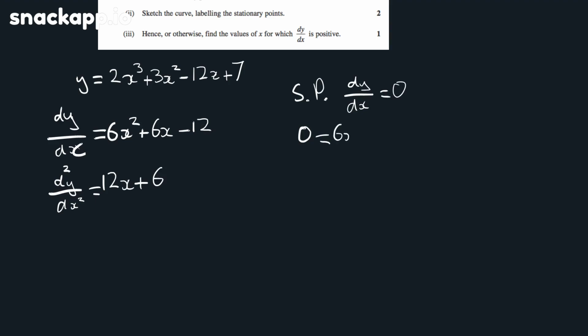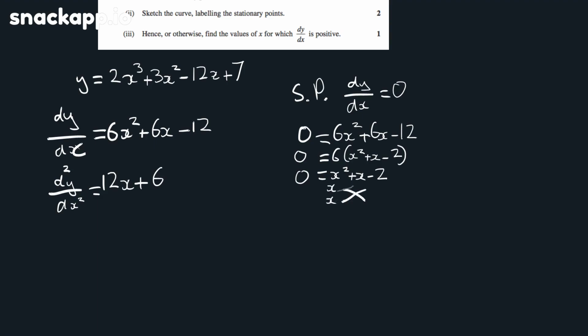So 0 is equal to 6x squared plus 6x minus 12. We can see there's a common factor here, 6, so we can take that out. We're left with x squared plus x minus 2. Now we can just cancel that 6, it disappears, so we just get 0 is equal to x squared plus x minus 2. Now, a couple of different ways to solve this quadratic. I'm just going to use the cross method because it's quite a simple, easy quadratic to solve.